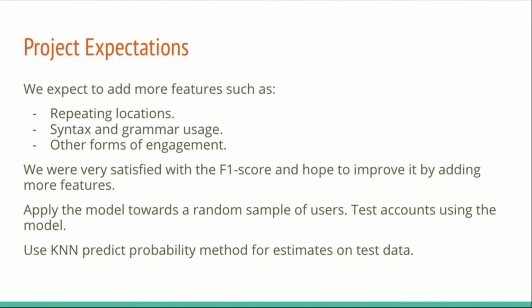For our expectations, we want to add more features such as repeating locations, syntax and grammar usage, as well as other forms of engagement. We were satisfied with the F1 score and hope to improve it by adding more features. Then we want to apply the model towards a random sample of users, testing accounts using the model. And we want to use KNN predict probability to estimate the likelihood of a bot, like the Botometer machine learning algorithm does.